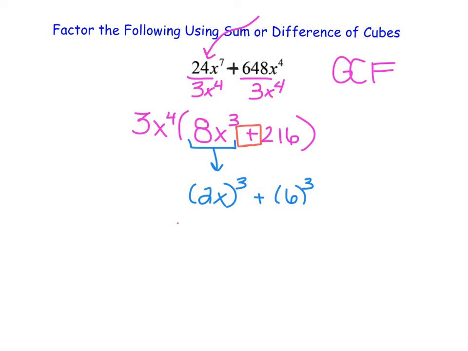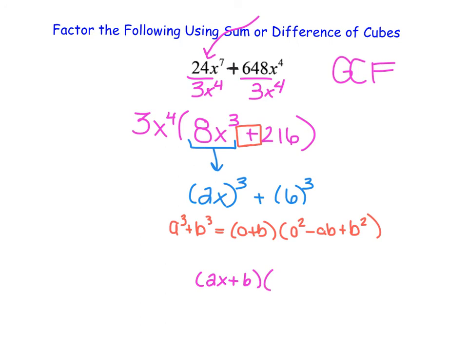Now remember previously that if you have a cubed plus b cubed, that's going to equal a plus b in parentheses times a squared minus ab plus b squared. So I'm just going to substitute my values in there, and I end up with 2x plus 6. And then I have, 2 squared is 4, and then an x squared paired onto that. 2x times 6 is 12x, so I'm going to subtract 12x, plus 6 squared is 36.